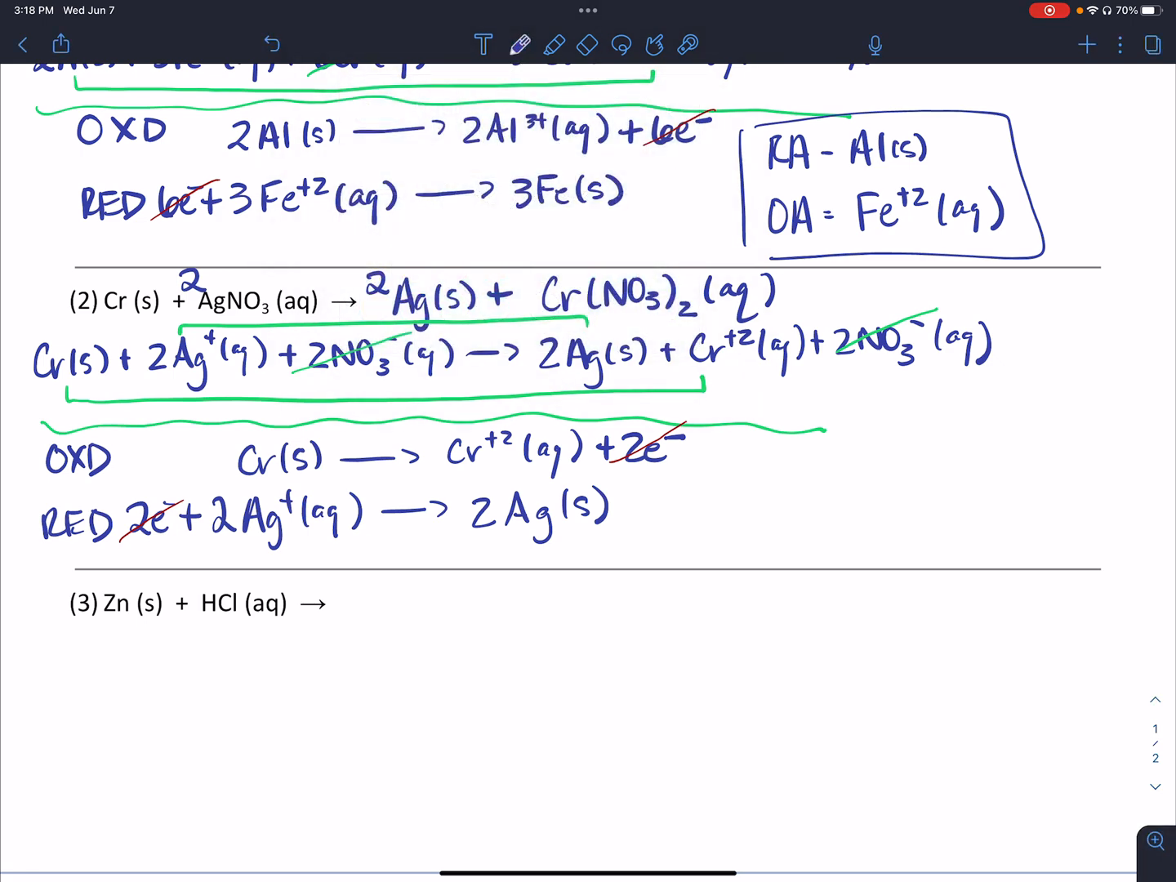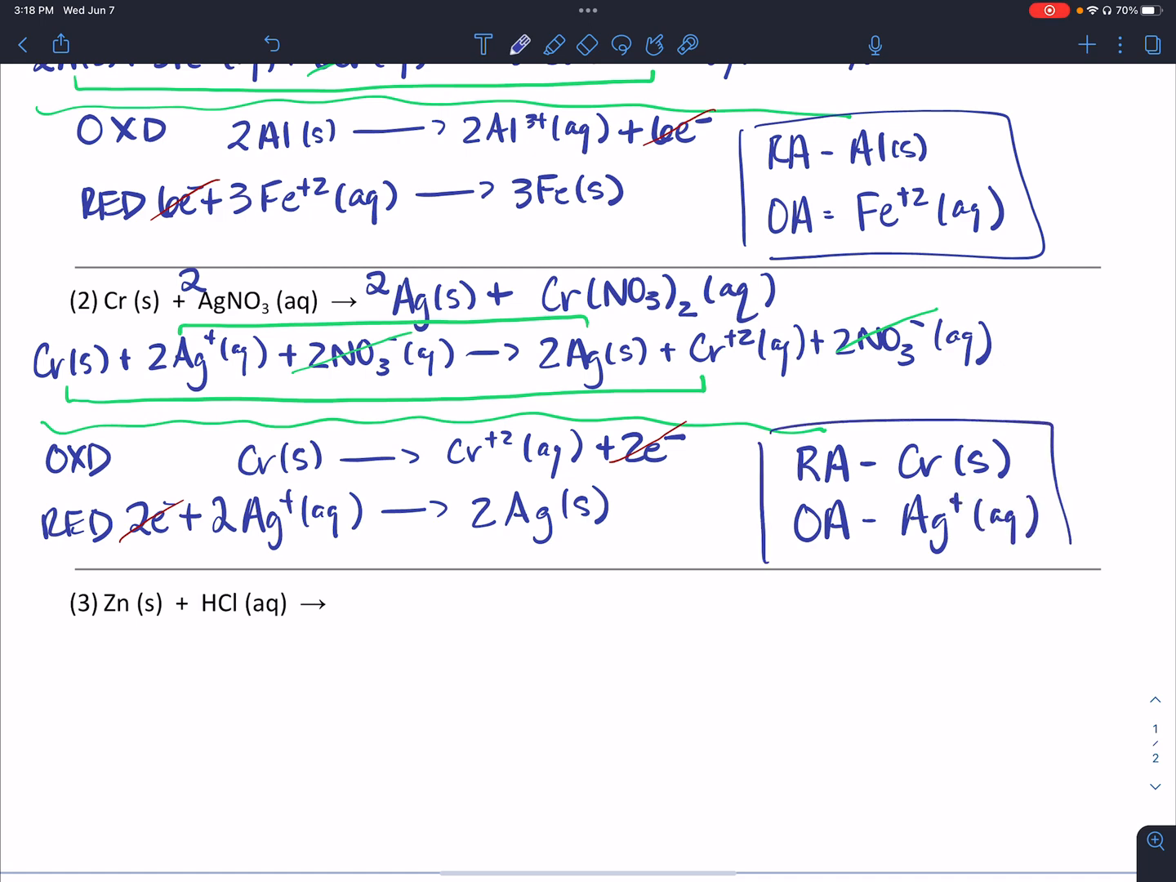All right, so when it comes to our agents, chromium metal is being oxidized, which makes it the reducing agent. All right, and then silver ions are being reduced, which makes them my oxidizing agents. All right, so there are the agents.